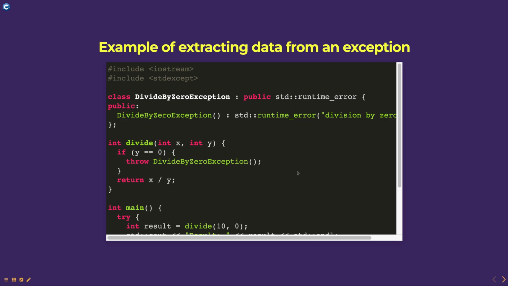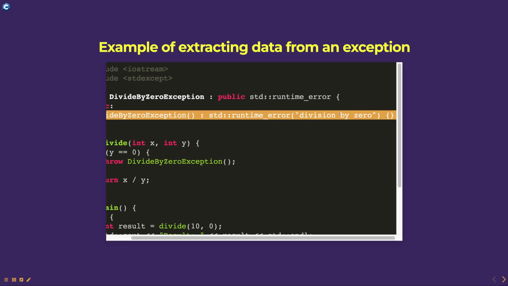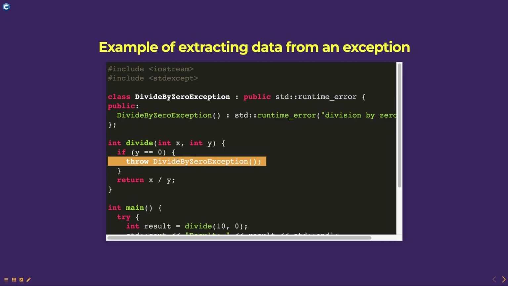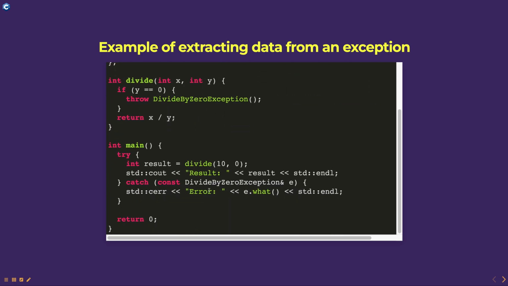In this example, the custom exception DivideByZeroException is derived from std::runtime_error and provides an error message, "divide by zero". The divide function throws an exception of type DivideByZeroException if the divisor y is zero. The exception is caught in the catch block in the main function, and its error message is printed on the screen using the what method.